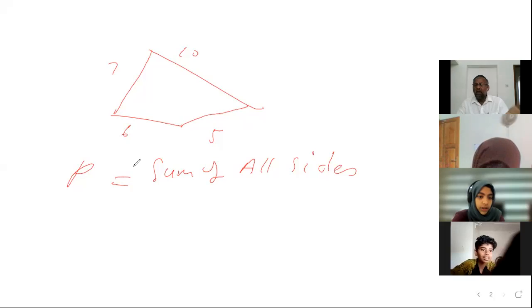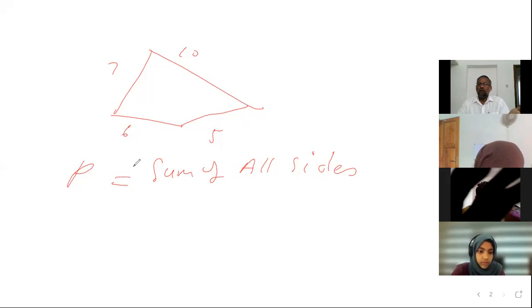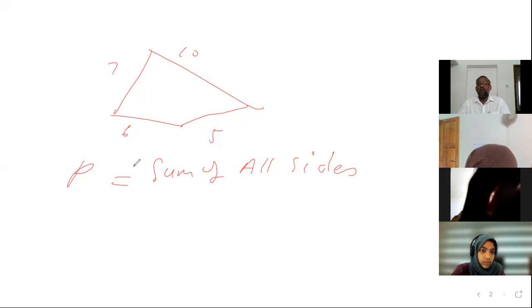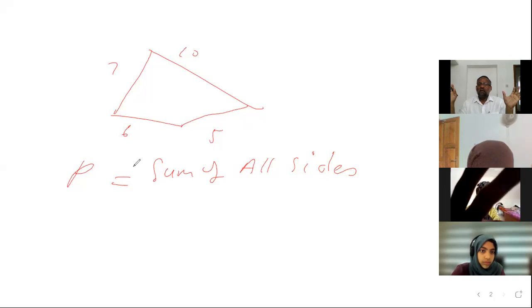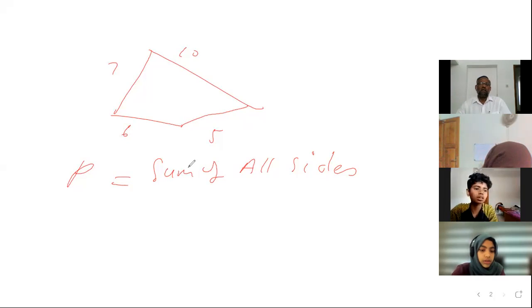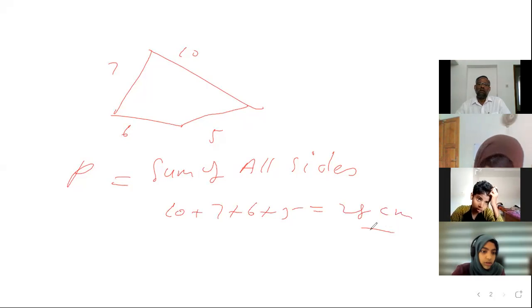Yes, with confidence, no doubt. Sum of all sides. Perimeter is equal to the sum of all sides. Perimeter is very easy. Okay sir, perimeter we got 10 plus 7 plus 6 plus 5: 17, 23, 28 centimeters. Perimeter means the sum of the outside.